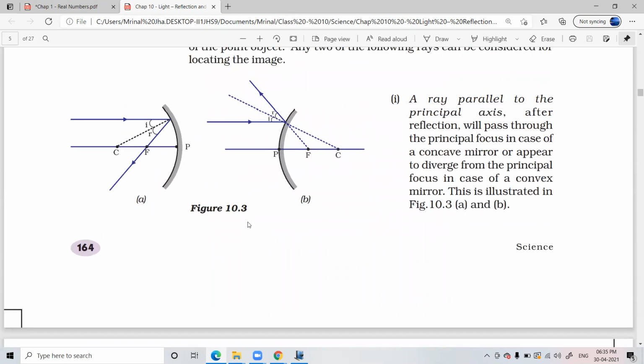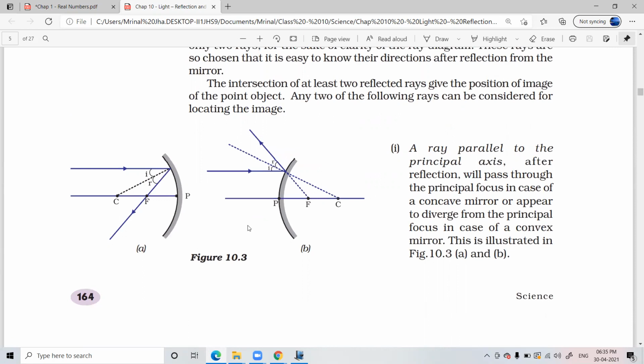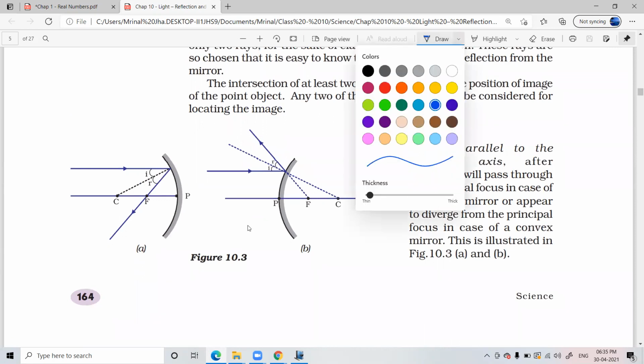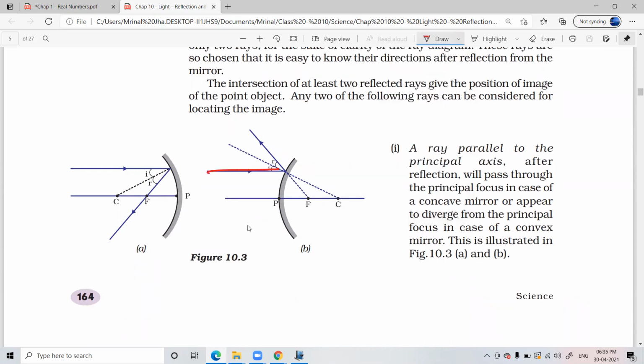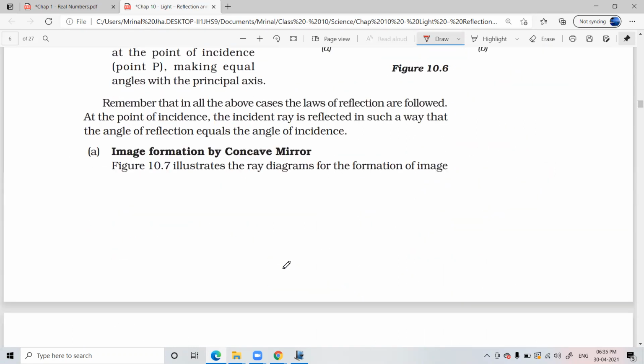The rules which I have said, these were the rules. Parallel light going through the focus for concave mirror, and for convex, parallel light appears to be coming from the focus. So this is how it is there in your NCERT book. You will read through this and make sure that you understand everything. If there is any doubt, you will ask me, okay?